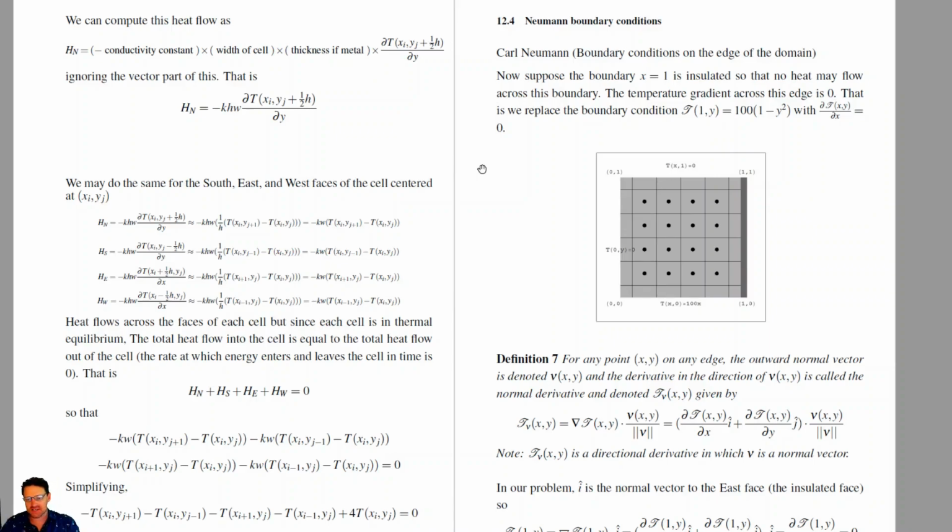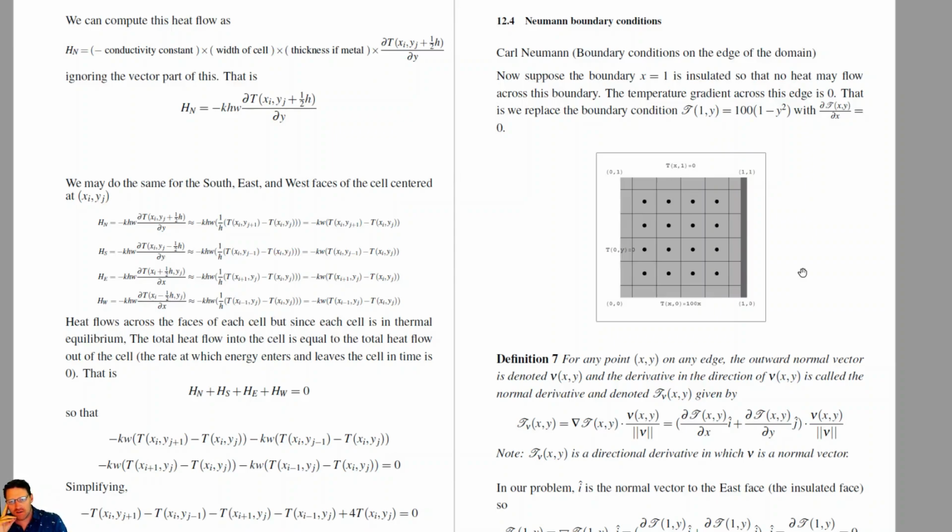All right, so in our next section here, and I'll only briefly cover this, what if we had an insulation on one side of the face? So that would be the dark gray here that you see. So what we're going to look at is called Neumann boundary conditions. So where we have a different kind of boundary condition, not just given the temperature along each of the sides, but we have a rate of change of temperature leaving one of the sides or more of the sides. Suppose the boundary x equals 1, so that's the right hand side of this, is insulated so that no heat may flow across this boundary.